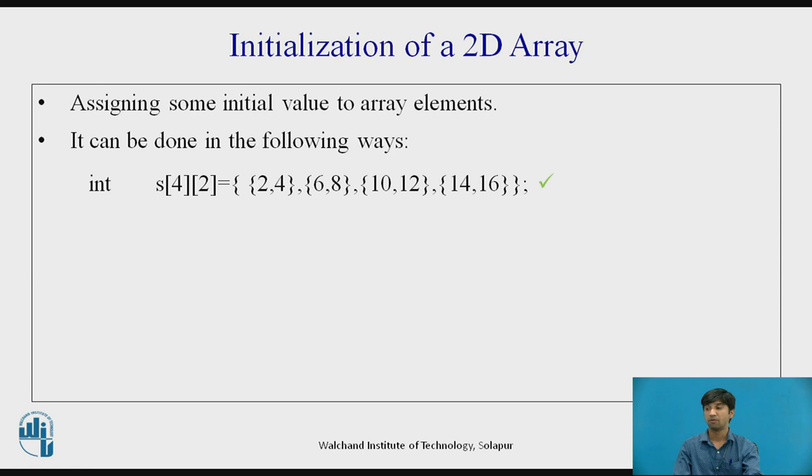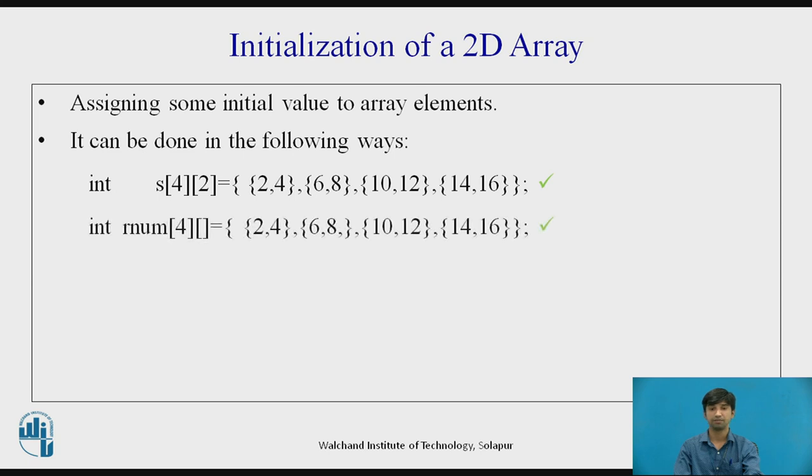It means 4 rows and 2 columns. The number of values between braces cannot be larger than the array size. The row size must be mentioned, whereas the column size can be omitted. So this is another way.